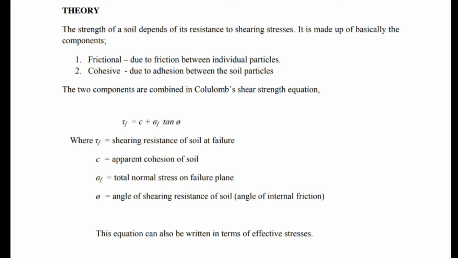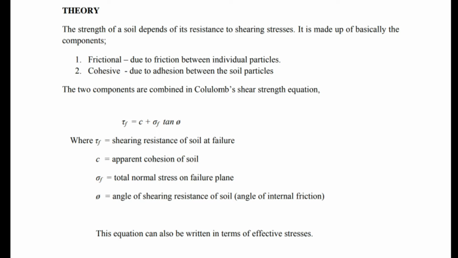Now why frictional? Because due to friction between individual particles, we know that particles will have friction among them, so they will produce some frictional value. And second one is cohesive. Cohesive means there will be some adhesion between the particles, they'll try to stick to each other, which will create the cohesive value. And as we have discussed the Mohr-Coulomb's theory of shear strength before, if you have not seen that video, you can also check out that video. I'll provide the link in the below section.